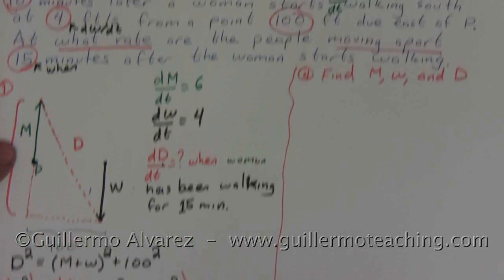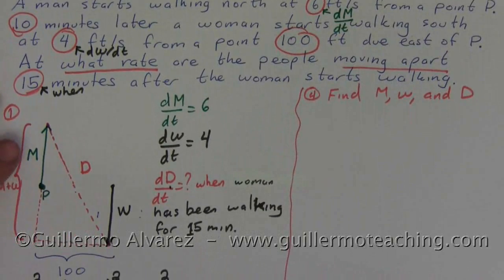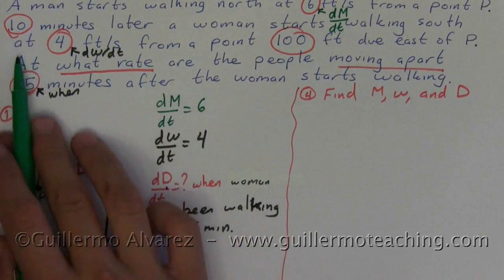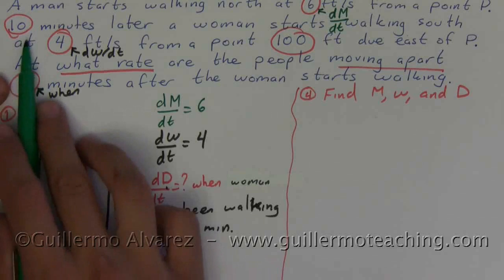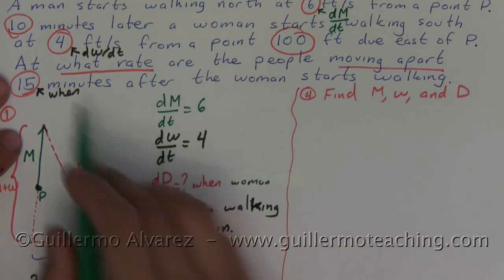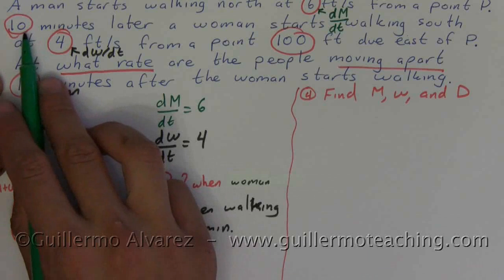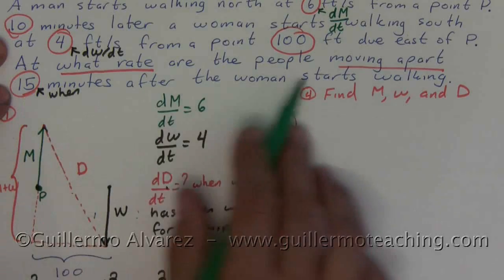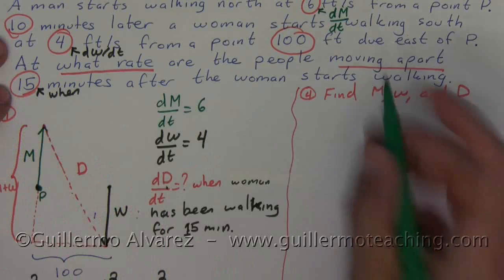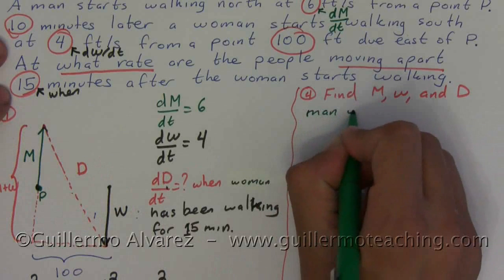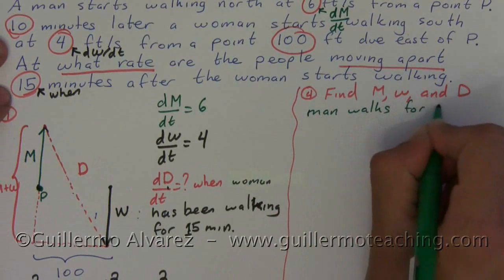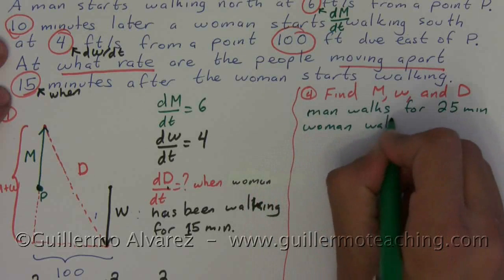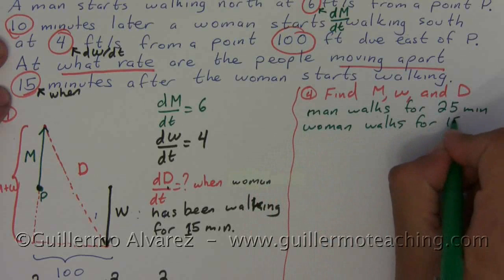Okay, so now to find m, w, and d, I need to use this information here. Here you have to be a little bit careful because the man and the woman started walking at different times. So notice that the woman started walking 10 minutes after the man, and we want to know the rate that people are moving apart 15 minutes after the woman starts. So the man is going to walk for 25 minutes while the woman walks for 15 minutes.